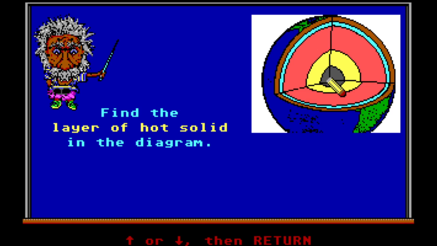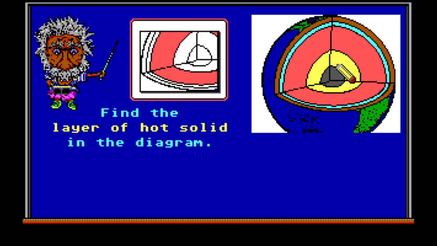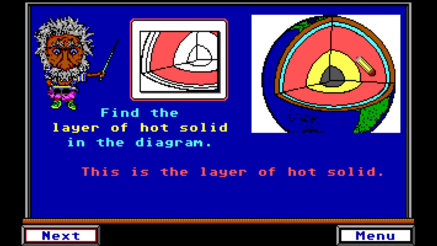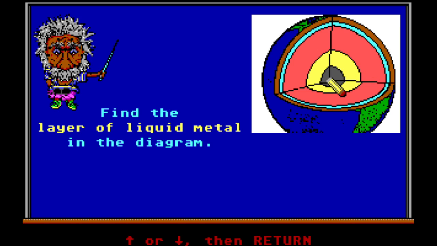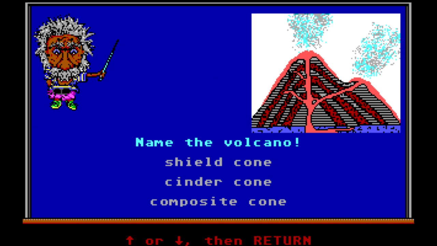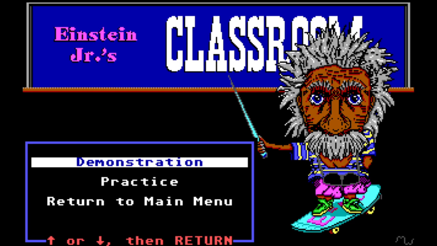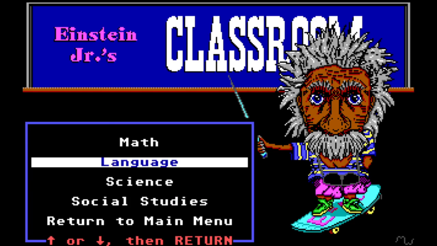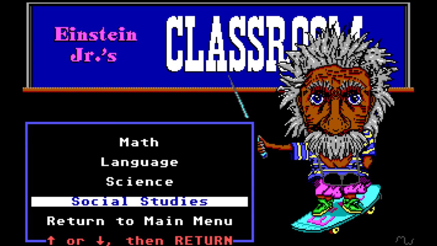Layer of hot solid. Or what some might call the inner mantle. Or is it... oh, it's the outer mantle. Okay. Then the inner mantle would be that. That's a composite cone because notice the multiple heads. Well, I almost had it. Well, last bit here is social studies.